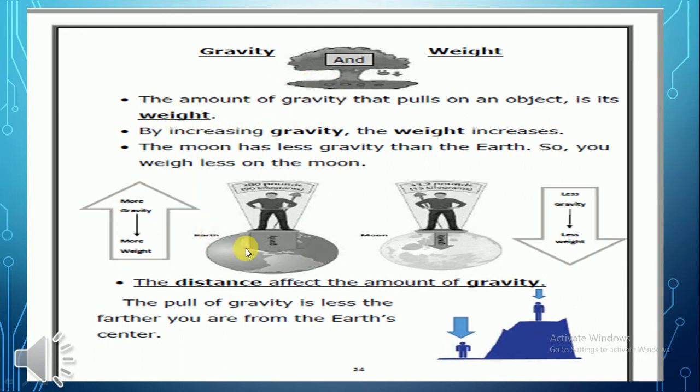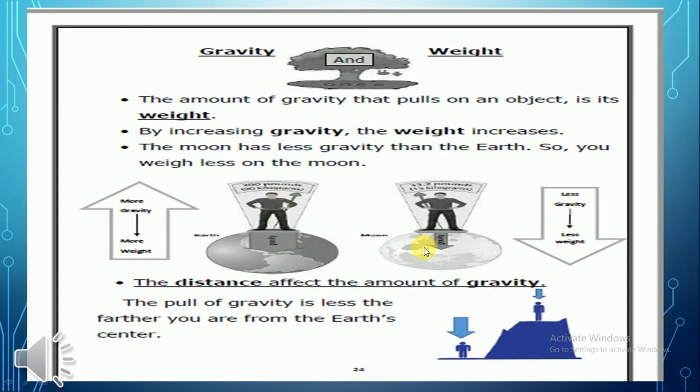Good job. Okay, so by increasing gravity, the weight increases. Like here, Earth has more gravity than Moon. So we find this man here, weight, I guess this is 90 kilograms, 200 pounds, here on Earth. So gravity is big, excellent, or high, and the weight is high too.